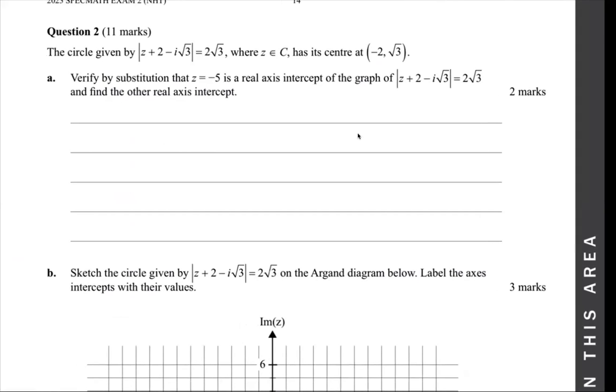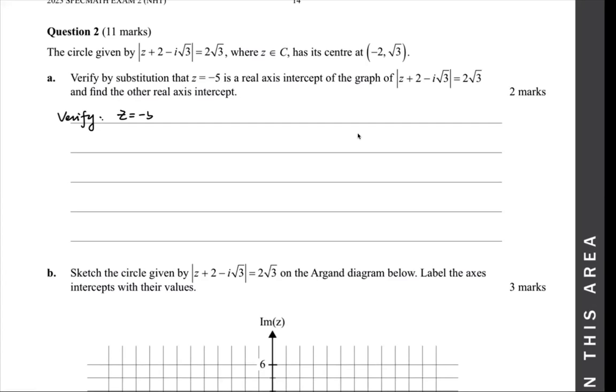The circle given by absolute value of z plus 2 minus i root 3 equals 2 root 3 has its center at minus 2 plus i root 3. Verify by substitution that z equals minus 5 is a real axis intercept of this graph, and find the other real axis intercept. So what I'm trying to do is verify first.